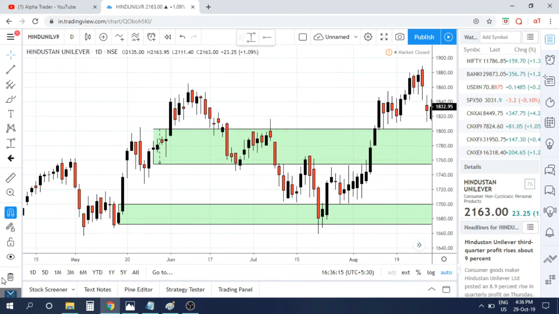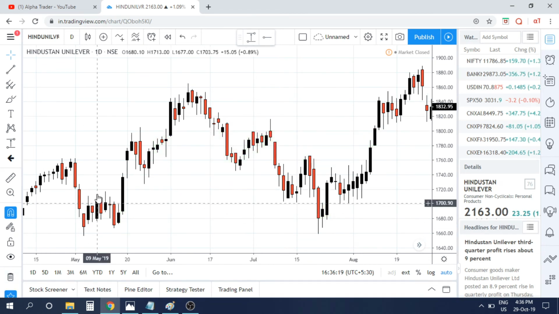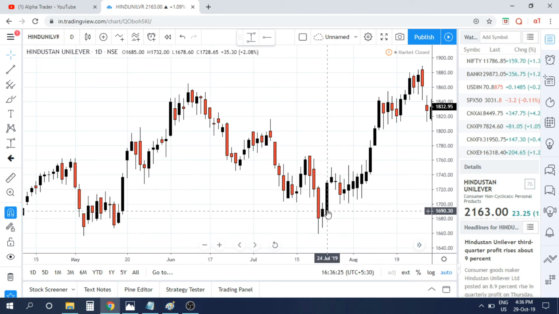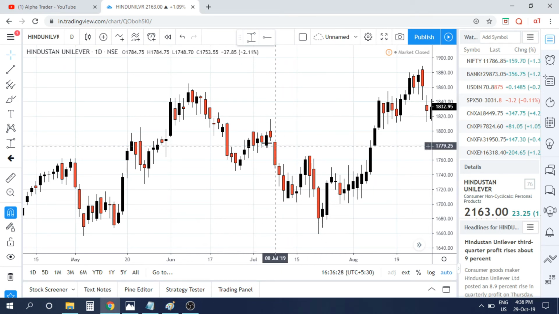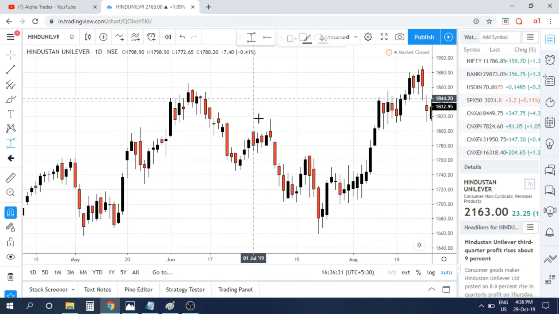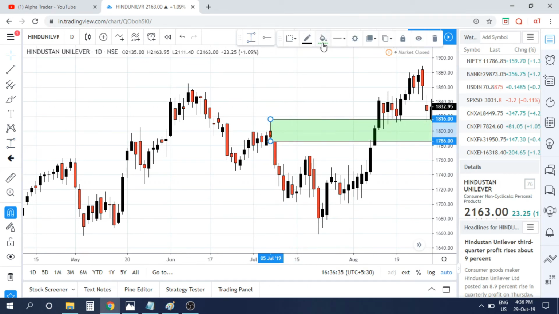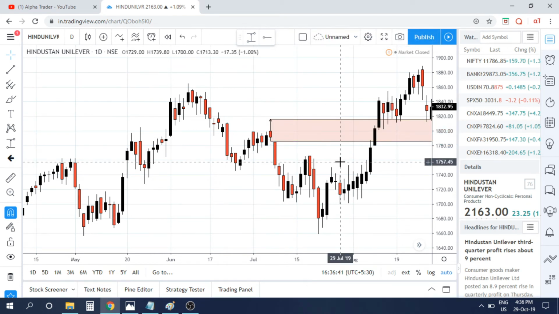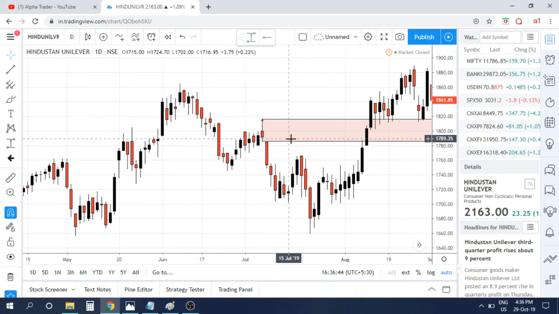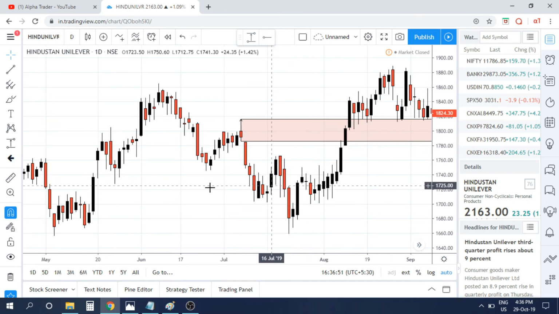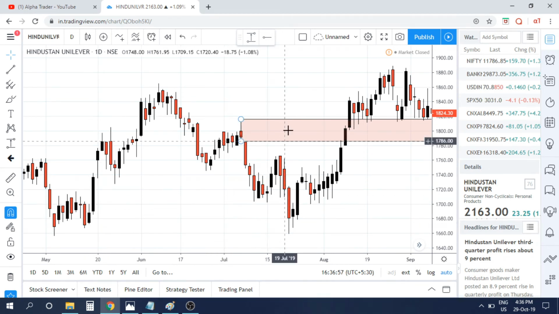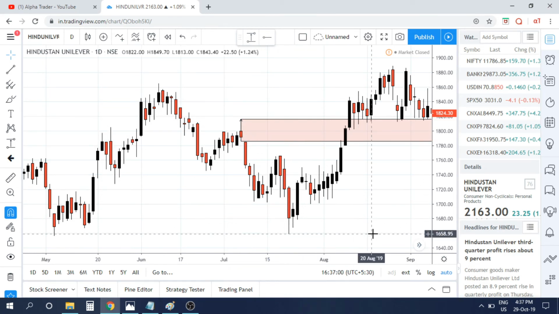Then let me show you examples of, again, this is a drop based rally here. Now this is a rally based drop. So this is a supply zone, so I'd color it as light red or red. So in all my videos, you will see that the supply zones are being marked with this particular color. It has a red hue, and the demand zones will be marked with a green hue. There will be green zones, and the supply zones will be marked with red in color.